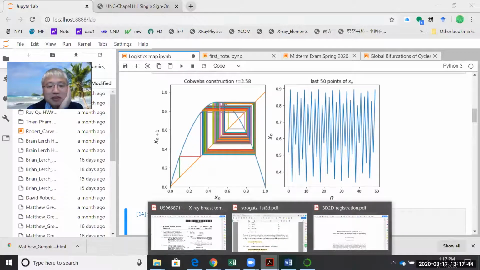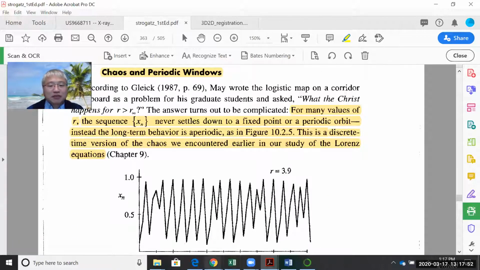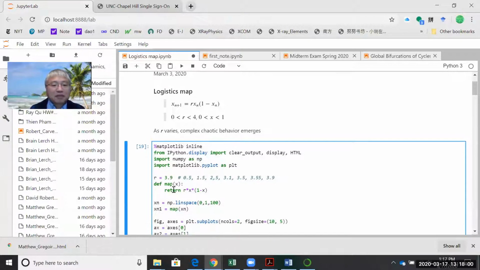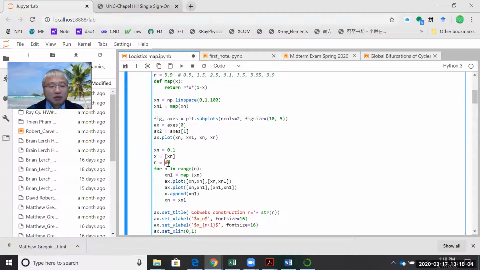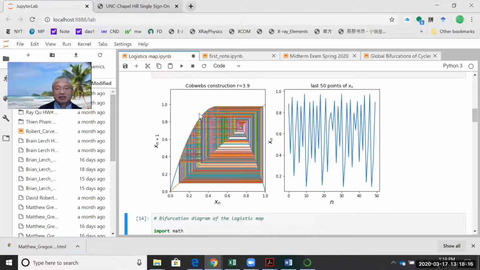Let's see what value the book chooses. Oh, 3.9. Okay, let's run the 3.9 case, and maybe let's just run 500 iterations. Okay, so now you can see we are in the chaotic regime, so it never repeats itself. Nonetheless, it does not continually occupy this whole line. It's actually a discrete set of points. It's an infinite set of points with measure 0, but it covers all this region.